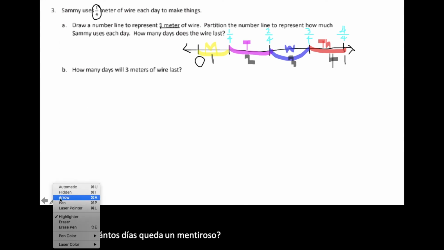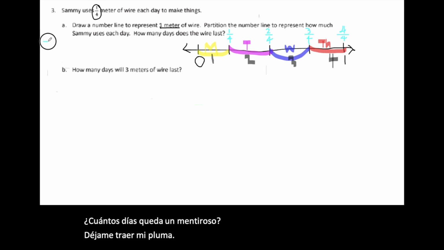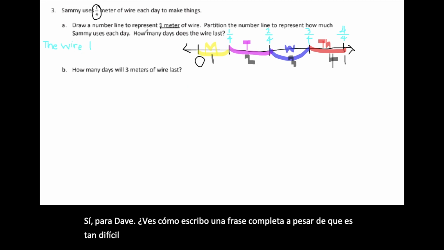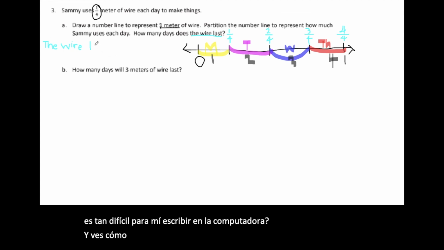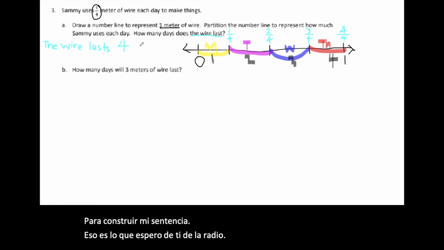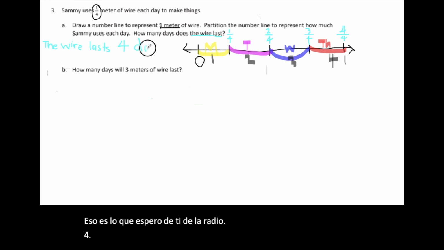Let me get my pen. The wire lasts, how many days again? Yep, 4 days. Do you see how I am writing a complete sentence even though it's so hard for me to write on the computer? And do you see how I'm just using the question to construct my sentence? That's what I expect from you. The wire lasts 4 days.